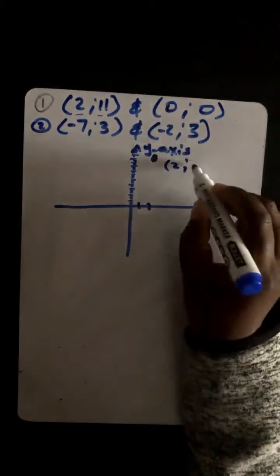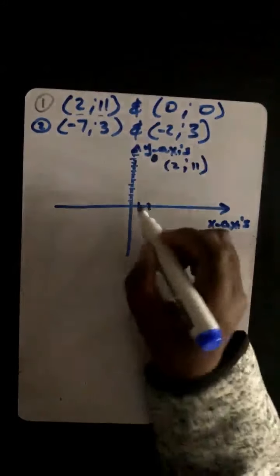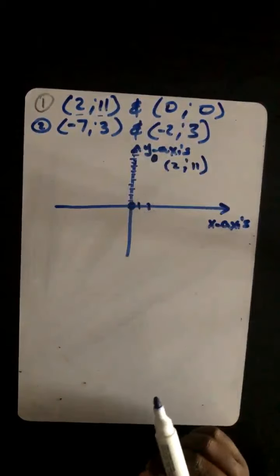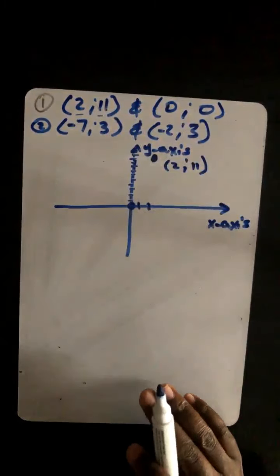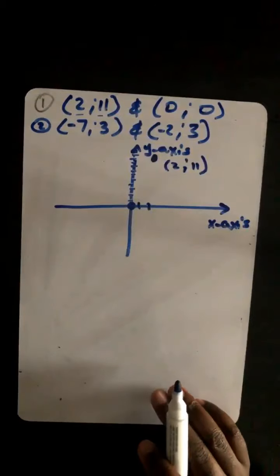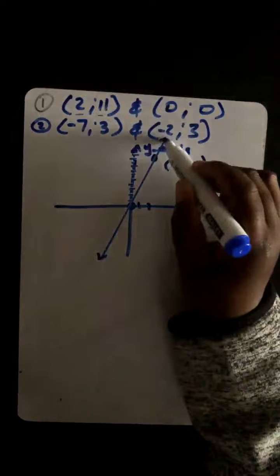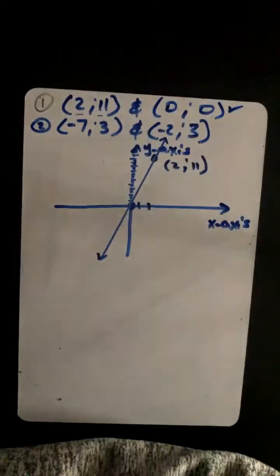So the second point is 0 and 0. We know 0 and 0 is at the origin. What you do now from there is use your ruler to connect the 2 points. So that means you've got a straight line like that. In that way, you are done plotting a straight line with these 2 points. Guys, anyone who's got a question, or does it make sense to everyone?